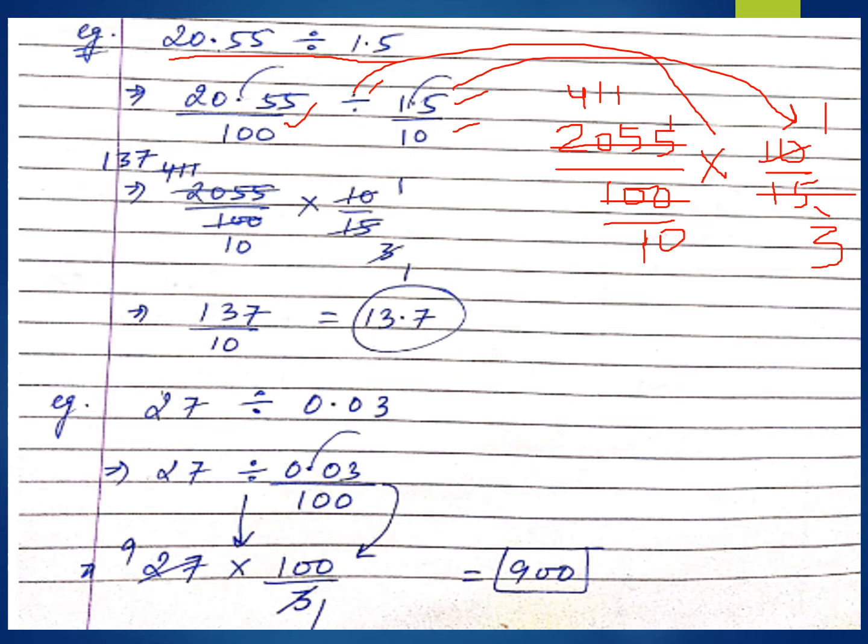Now 3 is left, 411 is left. Can we divide this by 3? For that, check this. 4 plus 1 is 5, 5 plus 1 is 6. So it can be divided by 3 also. 3 ones are 3, 1 remainder. 1 came, 11, 3 threes are 9, 2 came, 21, 3 sevens are 21. So we have now finally 137 upon 10. Cut this 0, decimal over here, the answer is 13.7.